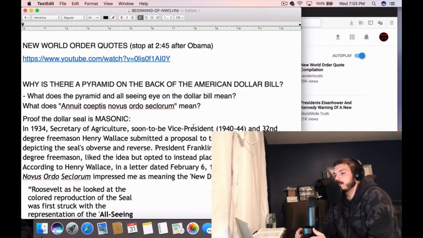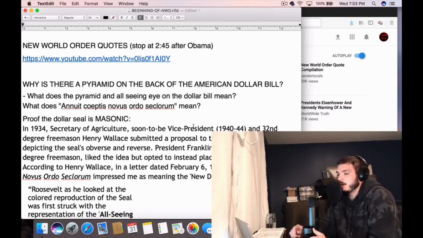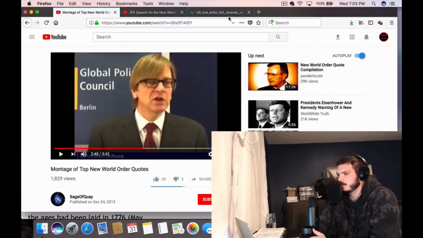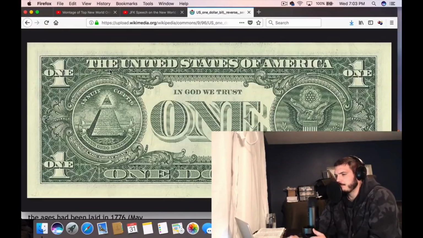Okay. What does the pyramid and the all-seeing eye on the dollar bill mean? Well, first of all, what does Annuit Coeptis Novus Ordo Seclorum mean? Okay, so you got this Latin phrase on the back there. Let's look at the picture here. All right, so we got this dollar bill. And over here on the left, we have the seal. And at the top it says Annuit. My Latin pronunciation may not be perfect, but it's Annuit Coeptis Novus Ordo Seclorum. Okay? And it basically means announcing the birth, creation, or arrival of a new secular order, a new world order.